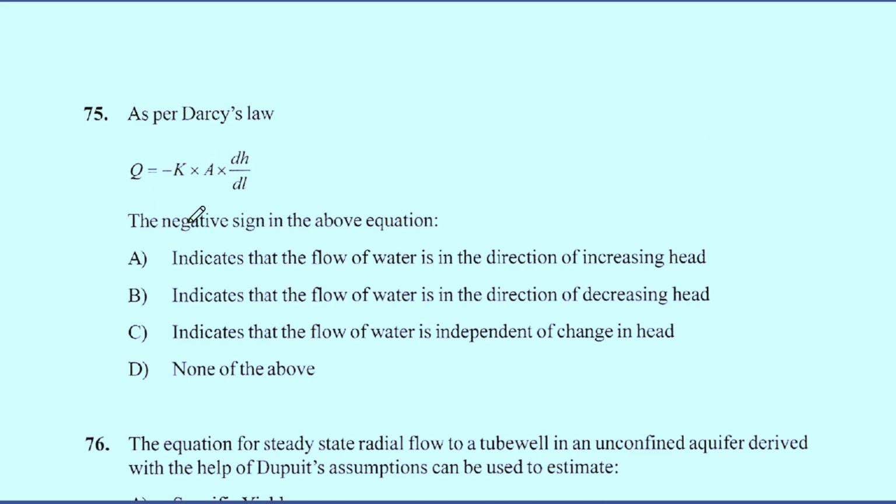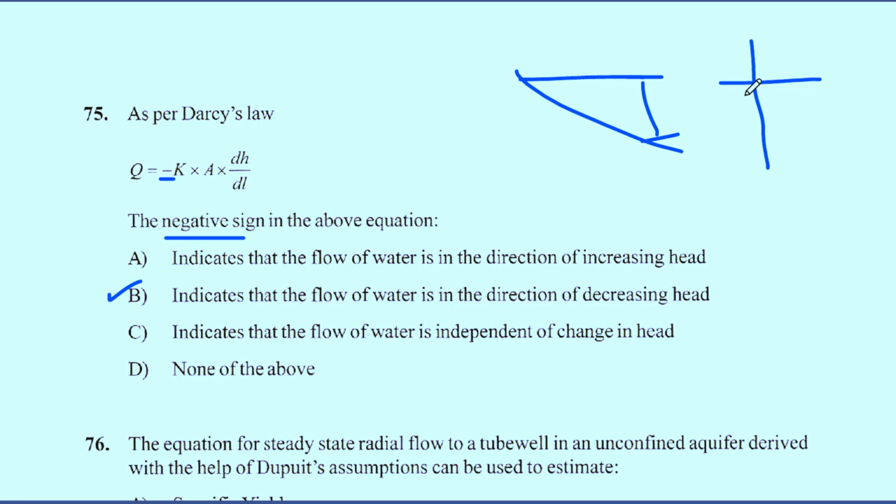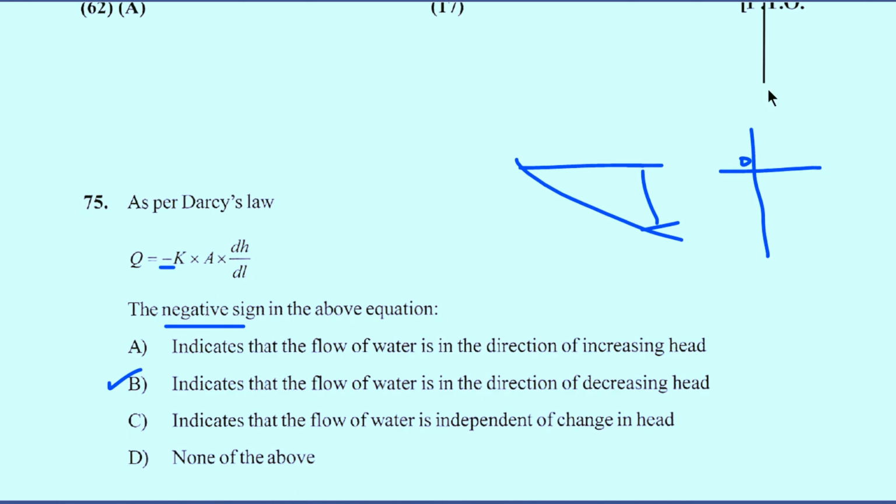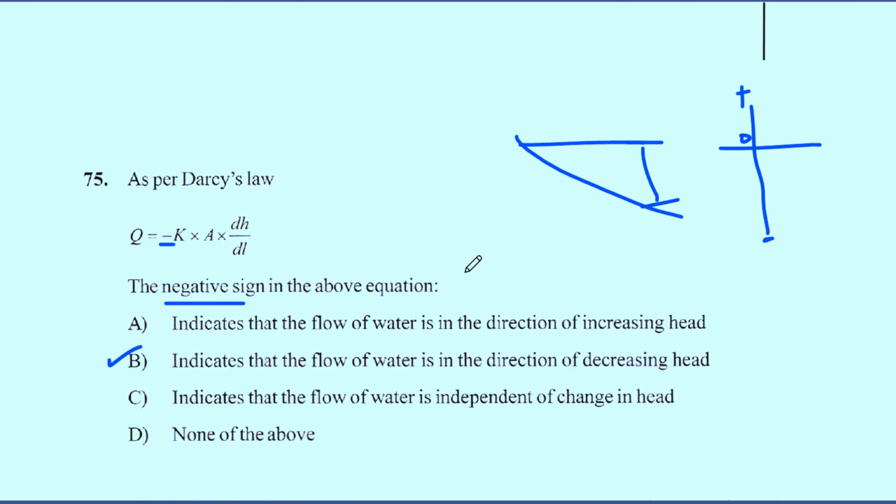this is the Darcy equation, and this negative sign, what does it represent? So this negative sign indicates that flow of water is in the direction of decreasing head, okay, decreasing head. Okay. Suppose this axis is there now. This is 0. This side we are getting positive, and this side we are getting negative now. Okay, that's why. Okay.